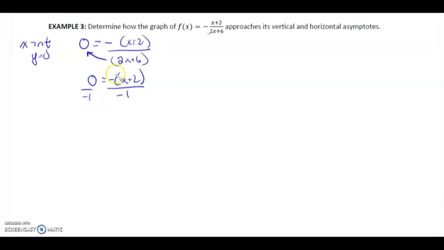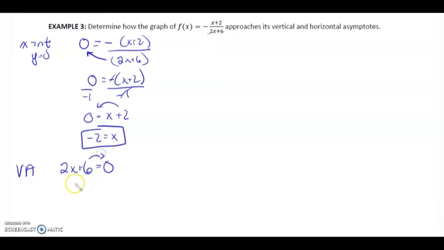Divide both sides by -1. We get 0 equals x plus 2. Okay, bring over that positive 2, it becomes -2. x equals -2. Okay, vertical asymptote. It's going to be the denominator. So 2x plus 6, when does that equal 0? Okay, 2x equals -6. Divide both sides by 2, we get x equals -3.